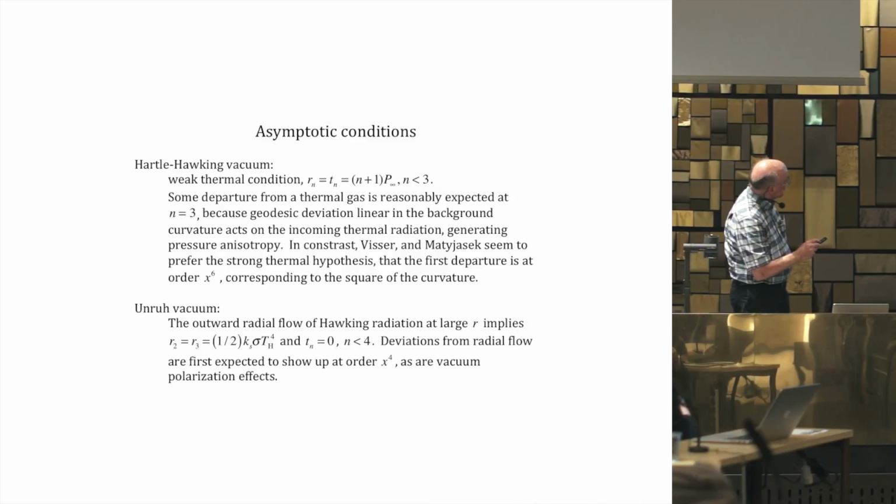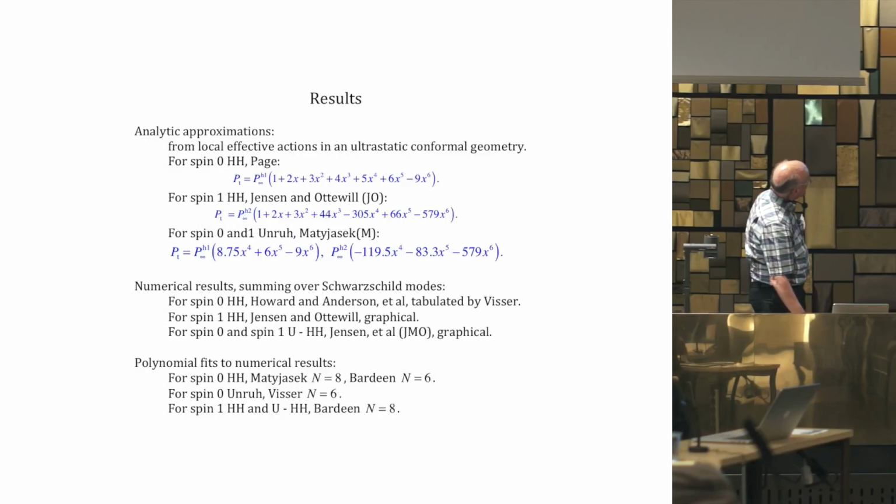Now, we expect deviations at order x to the 4th, both because the radiation is not really going out radially. If you think of it as an observer looking at it, it should see the radiation coming from something like the black hole shadow. So it has a distribution of directions. And if you take that into account, that produces a correction in the momentum tensor at order x to the 4th. And also we expect deviations due to quantum vacuum polarization effects and those things which are not classical interpretation.